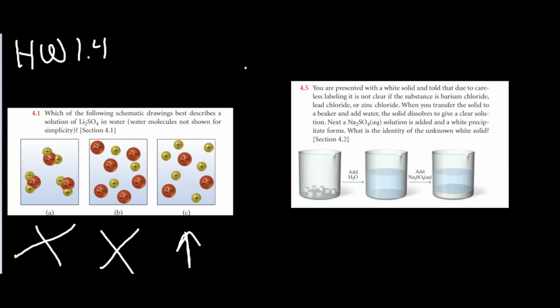Now we're left with barium chloride and zinc chloride, and we have to see if either one of those substances forms a precipitate with sodium sulfate. Using our solubility chart, we know that barium sulfate forms a precipitate. So we know that barium chloride is the solution, because first of all, it dissolves in water just fine, and second of all, it forms a precipitate with sodium sulfate. So we know that the answer is BaCl2. Alright, cool. Next problem.